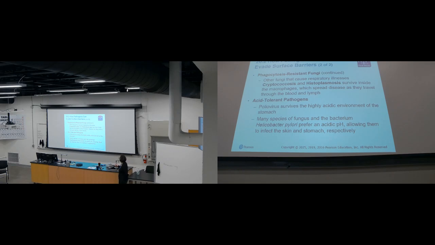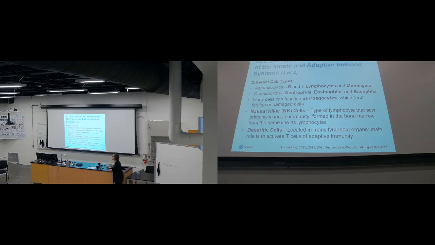Then some pathogens can be acid tolerant, like poliovirus. It survives the acidic environment of the stomach and then can cause polio. Other species like fungus or Helicobacter pylori also can tolerate acidity, and they can infect the skin and the stomach, respectively.